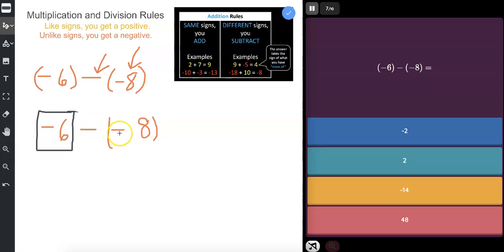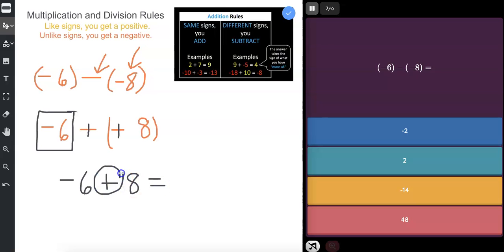Then we make 2 changes. We change the subtraction to addition, and we record the opposite of negative 8, which would be positive 8. And this becomes negative 6 plus, people don't normally write a positive in front of the number. If it's positive, they would just write 8. So negative 6 plus 8.